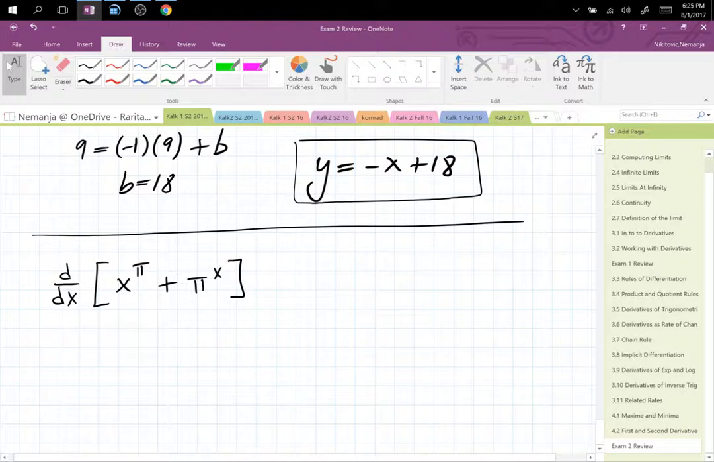What is pi? Pi is a constant. Pi is a constant. Good. Pi x to the pi minus 1. Very good. So the first one is a polynomial rule, n x to the n minus 1. So the first derivative is pi x to the pi minus 1. And how about the second one?